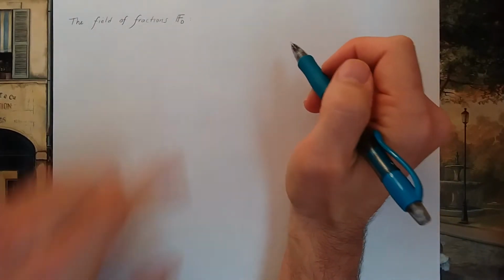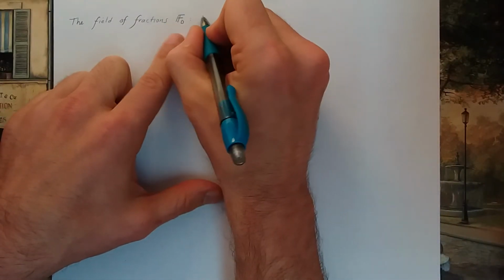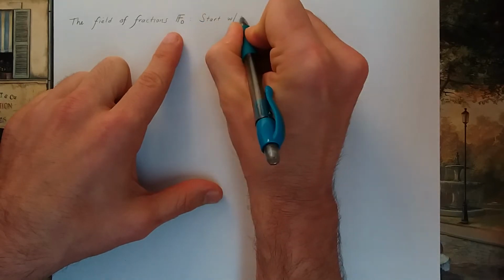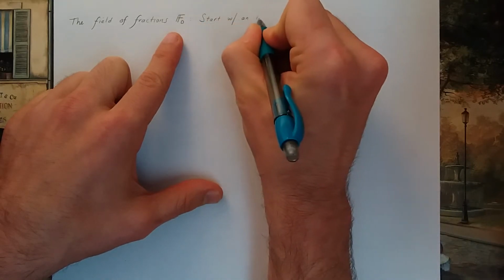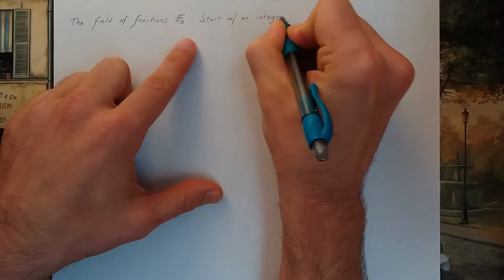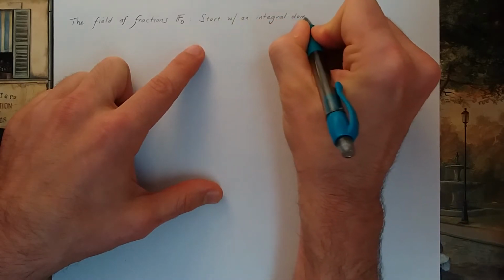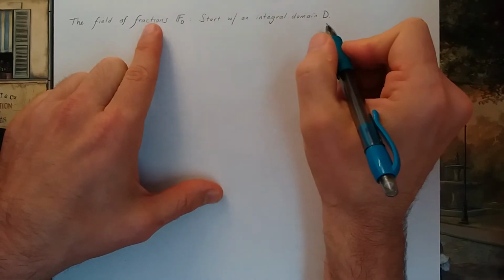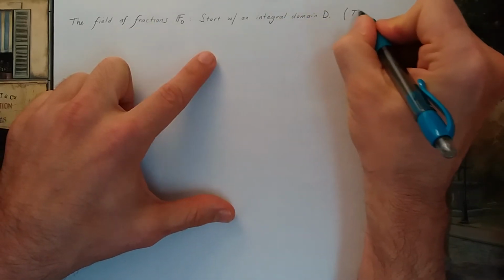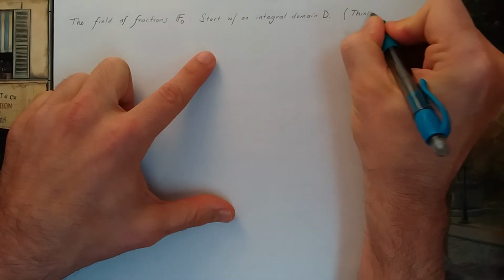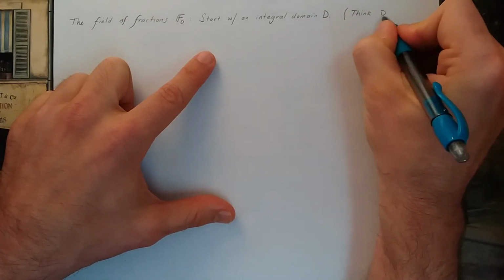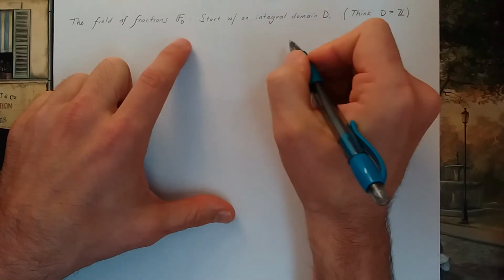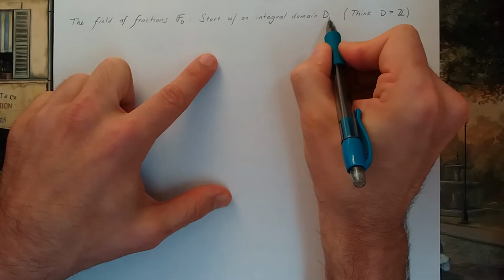Let's introduce the field of fractions. The idea is you start with an integral domain D. And throughout our development of the field of fractions, it's going to be convenient to think of D as the integers. That's the perfect example to keep in mind. So you start with an integral domain D.